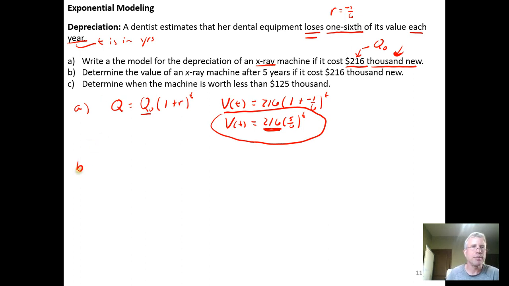So part B says, determine the value of an X-ray machine after 5 years if it costs $216,000 brand new. So the value as a function of time, but I'm being asked to put 5 years in for time, and years match my model. So I plug in: V of 5 equals 216 times 5/6 to the t, but t is going to be 5. And then we can use a calculator to approximate this. So two ways to do this.